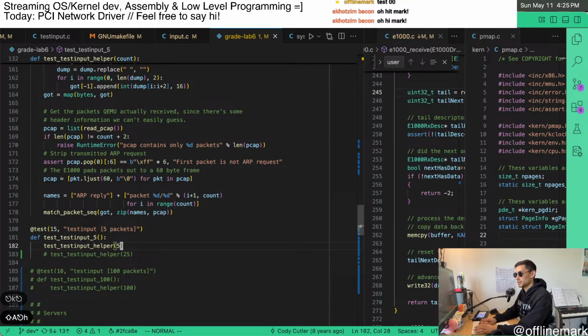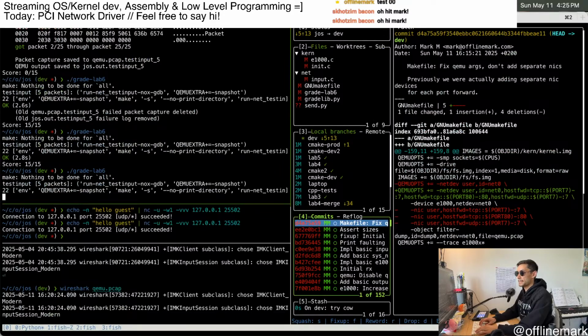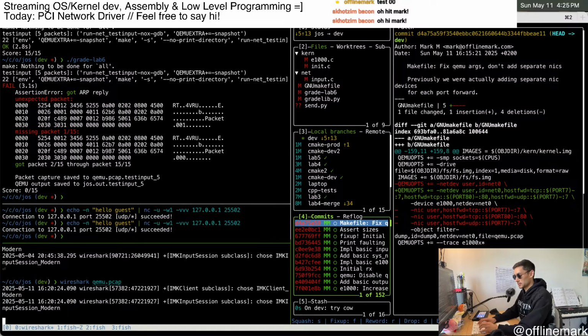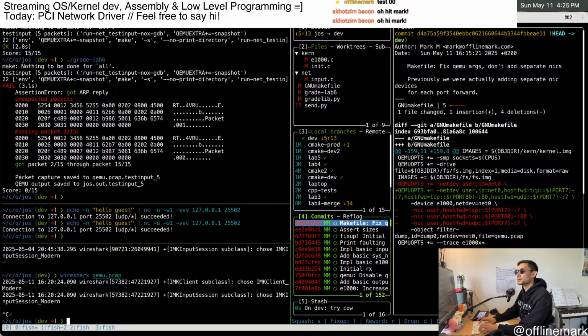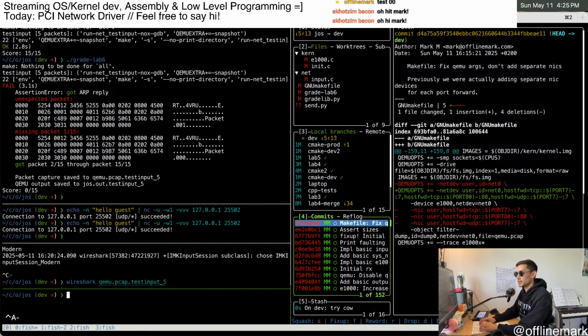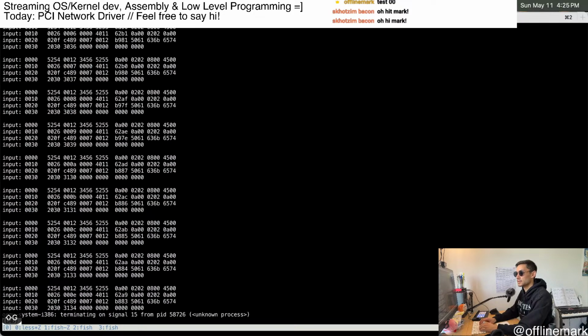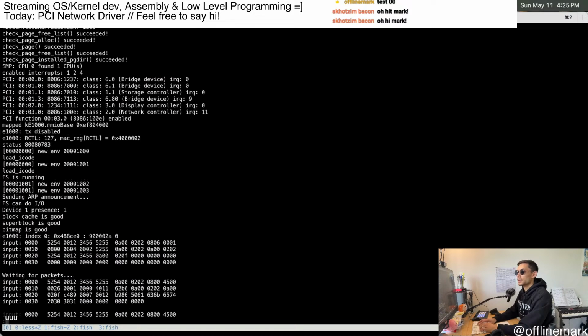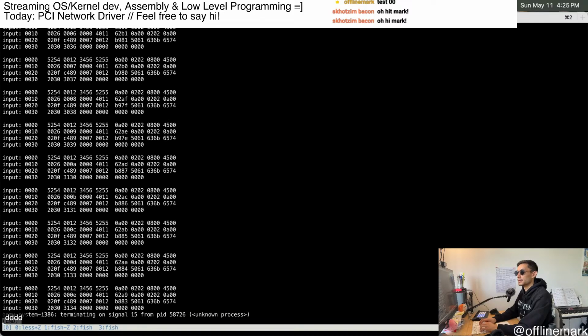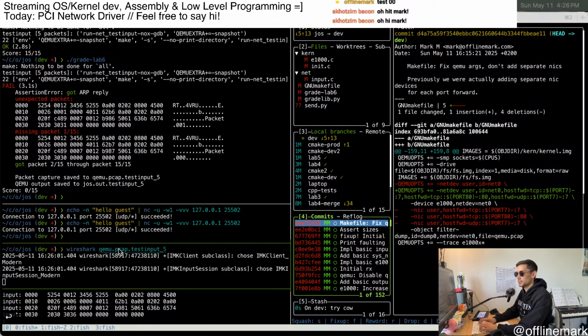What about 15 packets? So that didn't even work. Let's just input 5. And QEMU output saved to this JOS thing, JOS.out test input 5. So there's clearly output here. Let's look at the PCAP.